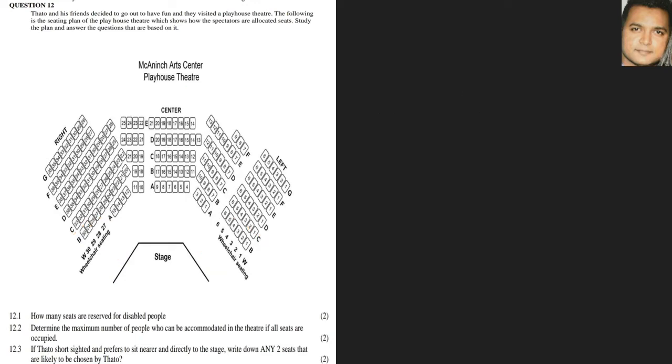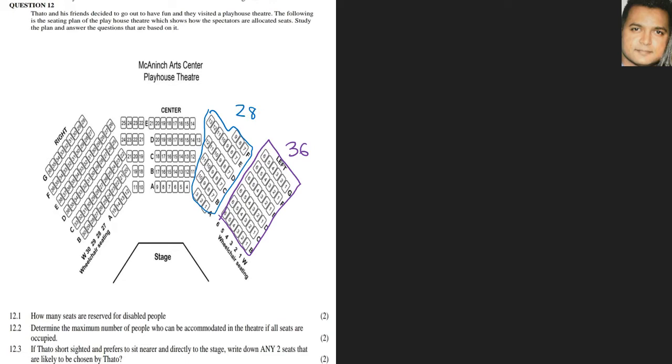Determine the maximum number of people who can be accommodated in the theater if all seats are occupied. So let's look at the seats in terms of sections. So let's look at this section here. This here would amount to 36 seats. Then we come to this area here, and this area here would give us an amount of 28 seats.